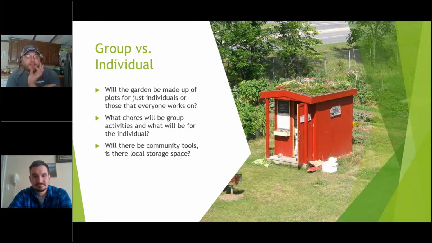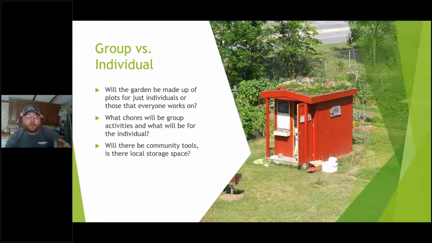At this point, this is where we're going to switch to group versus individual. This is also building on that organizational level of your planning. Will the garden be made up of plots for just individuals, or those that everyone works on? Are you going to have what would be called the community plots, or plots that people pay for to have their own? What chores within the whole garden will be group activities, and what will be for the individual?